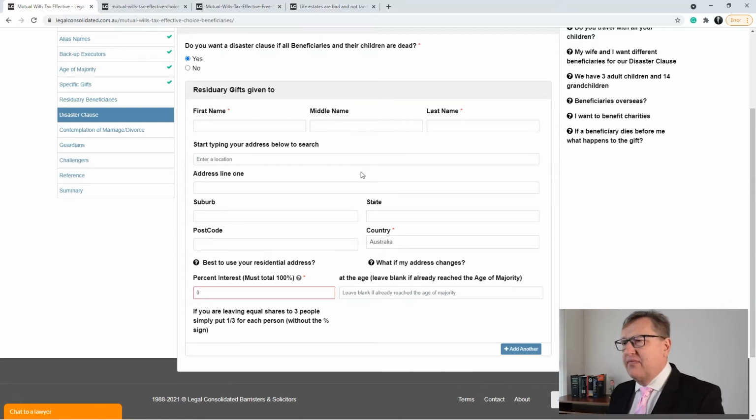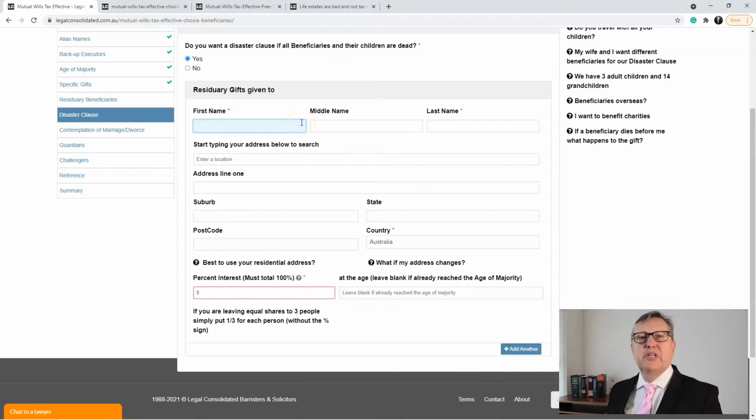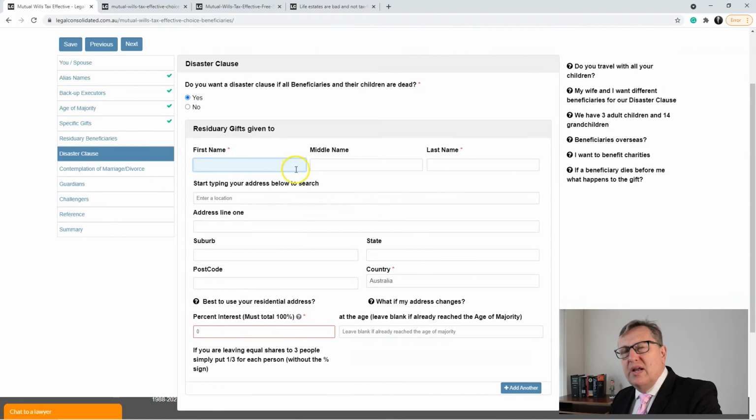Most people do it, but you don't have to. In this case, the husband's got 2 brothers, so 25% each, and the wife's got one brother, in which case she'll leave 50% of the combined wealth to that particular sibling. Disaster clauses are only needed if you have children or beneficiaries who are travelling with you or are young.